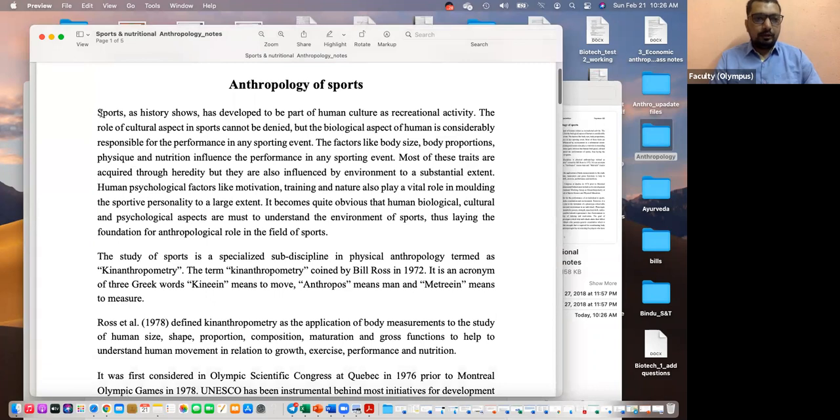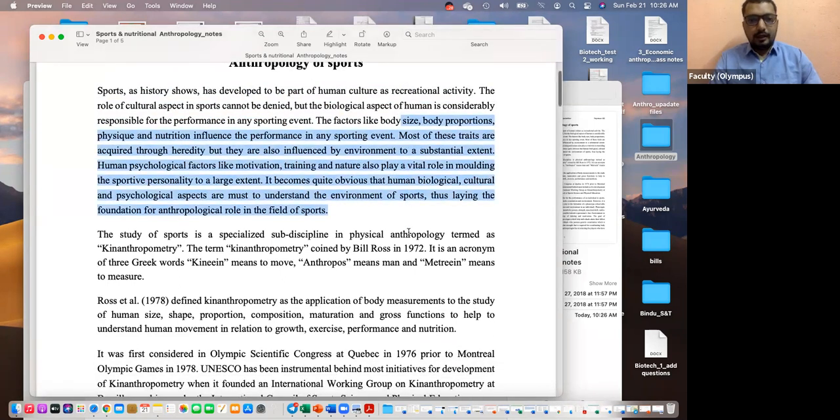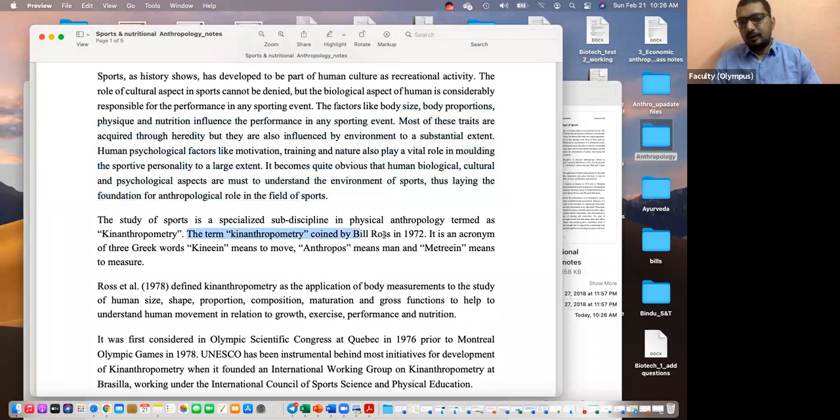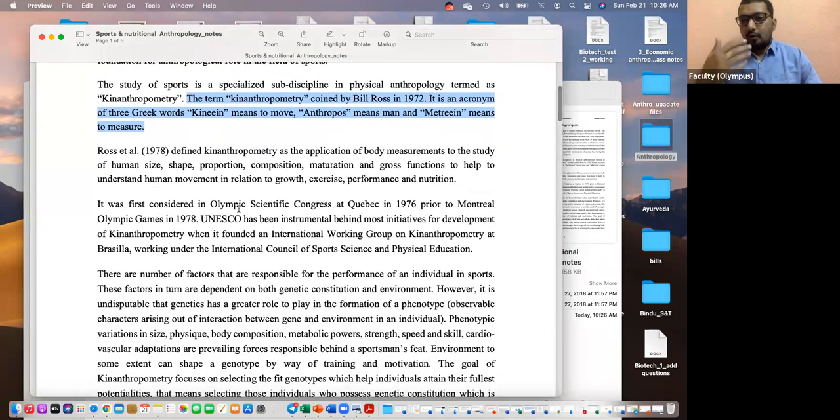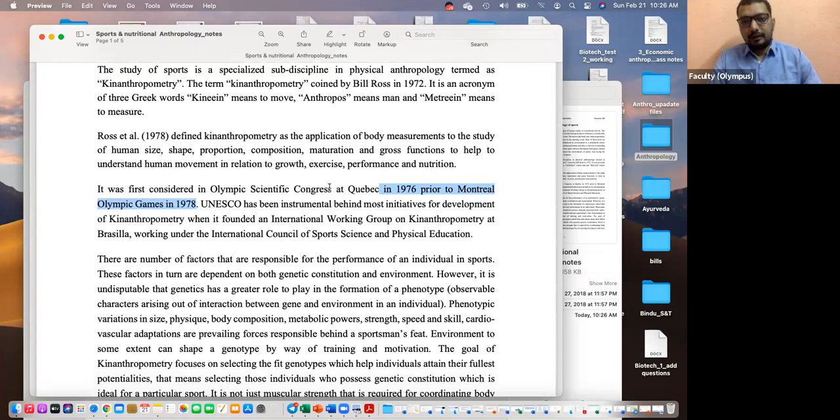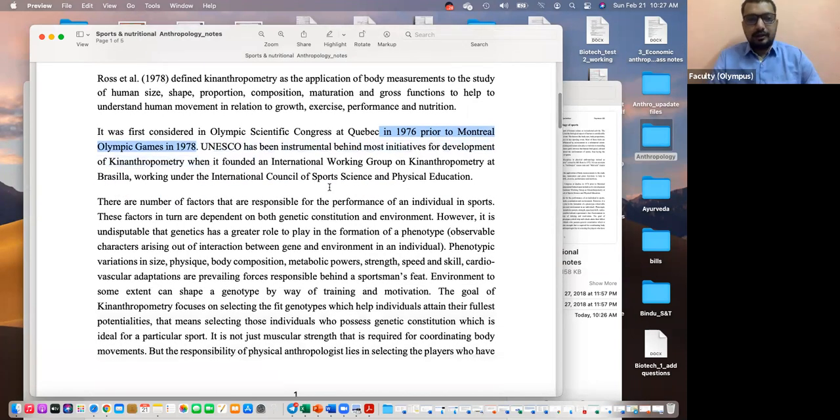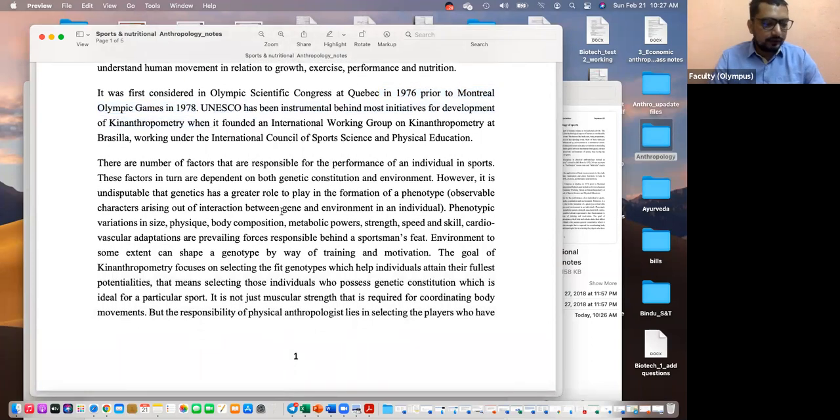In this document, I briefly talked about how sports have evolved over a period of time and the importance of body size, body proportions, physique and nutrition, etc. And I talked briefly about the term kinanthropometry and Bill Ross's definition, who introduced this concept. Then we talked about how the importance of kinanthropometry or anthropometry gained attention. I briefly talked about the 1976 Montreal Olympic Games, where an Olympic scientific congress happened. They focused on kinanthropometry and its understanding, and what the different factors are that are useful here.